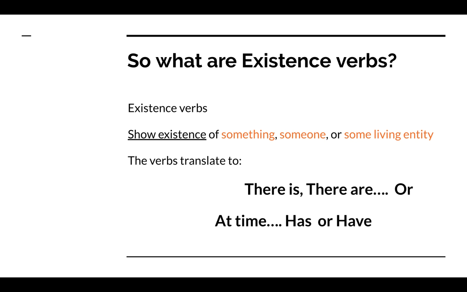So what are existence verbs? Existence verbs show existence of something, someone, or some living entity. The verbs translate to there is, there are, or at times has or have. I'd like you to focus your attention on the English words there is, there are. And that's what we are using in our sentences. Also another highlighted understanding is the words inanimate and animate. Keep that in the corner of your minds.